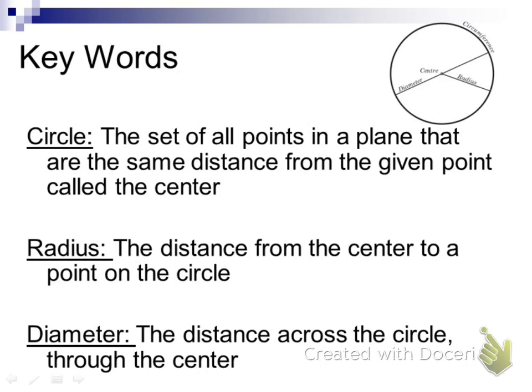If you take the radius and extend it all the way to the other side, you would have twice the length of the radius, and we call that the diameter. So the radius just goes from the center to the circle. Diameter goes from one side to the other side, and it goes through the center.